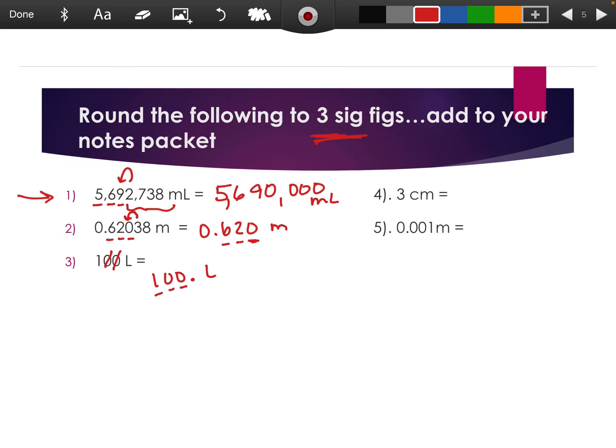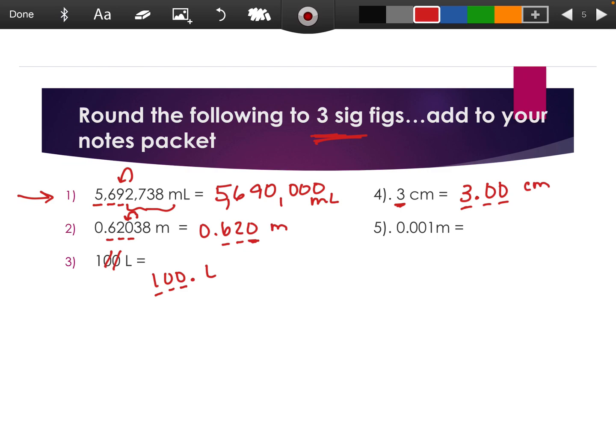Number 4, if you had 3 centimeters, 3 centimeters only has 1 significant figure, so we need to make it into 3. So since 3 is a whole number, we can add a decimal. And then if we put 2 zeros at the end of the number and after the decimal, those zeros would count. So that would be our 3 sig figs.